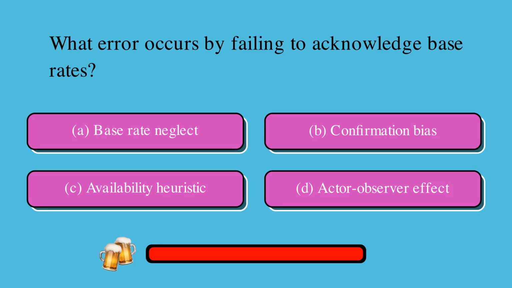What error occurs by failing to acknowledge base rates? Is it A, base rate neglect, B, confirmation bias, C, availability heuristic, or D, actor-observer effect? The correct answer is A, base rate neglect.